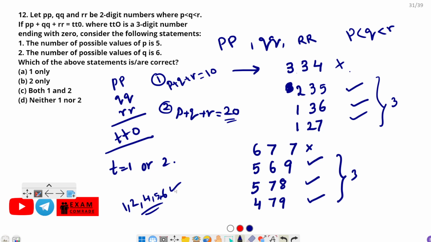Let's check statement 2. Q can take 6 values. 2, 3, 5, 6, 7. There looks to be some problem with statement 2.